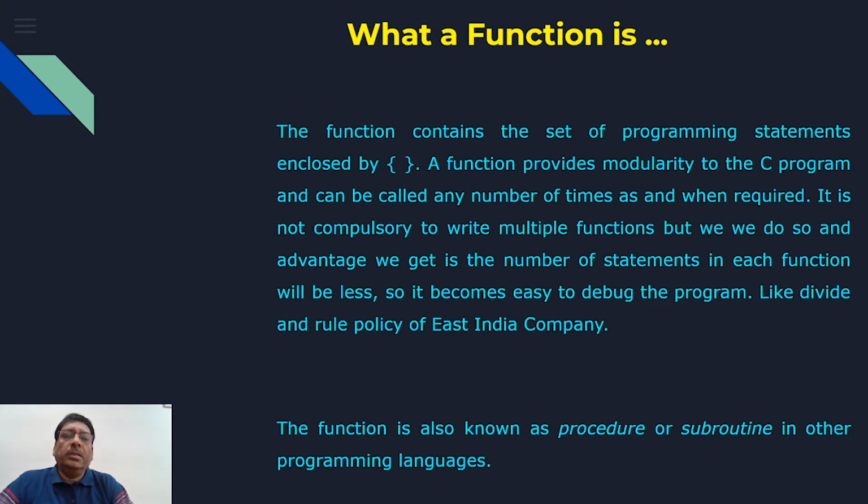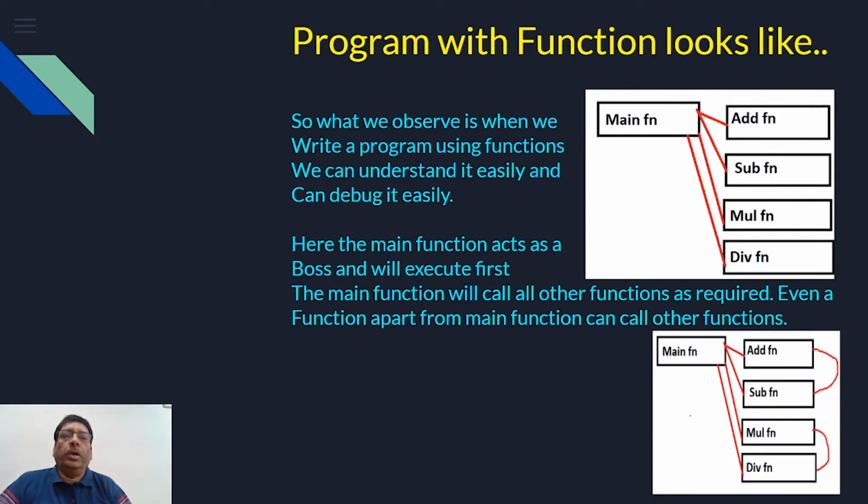So whenever we write a function apart from the main function, you can call that particular function any number of times within your main function or within your program. This is what we call the divide and rule policy, which was implemented by the East India Company long back. These functions, in some textbooks, you can call procedures, subroutines, subprograms and so on.